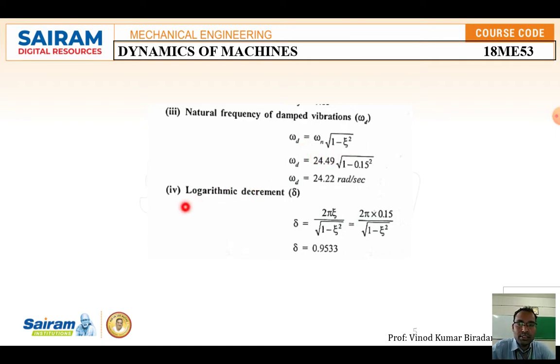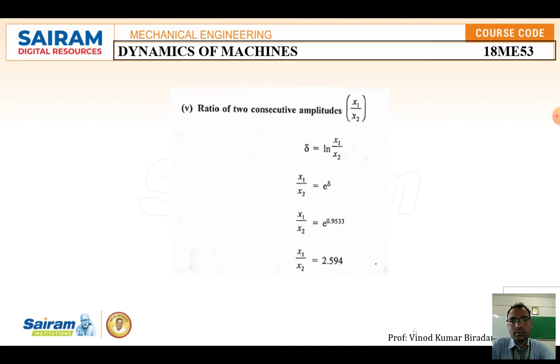Finally, the next one is asking for the logarithmic decrement. For the logarithmic decrement we have four formulas. Here we know the zeta value, so you can easily get the logarithmic decrement, denoted by delta. Delta is equal to 2 pi zeta divided by square root of 1 minus zeta square. The zeta value we already calculated is 0.15. Substitute all these values here, and we get delta equal to 0.9533. So this is the logarithmic decrement with the help of this formula.